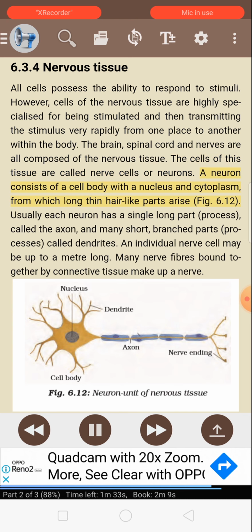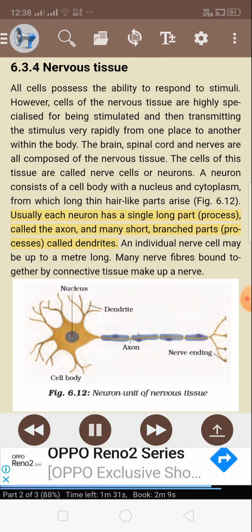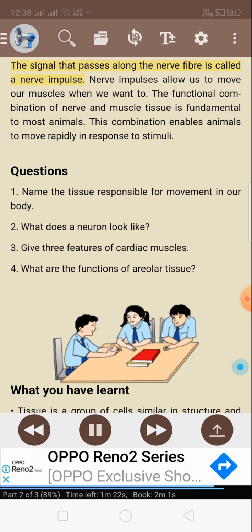A neuron consists of a cell body with a nucleus and cytoplasm from which long thin hair-like parts arise. Figure 6.12. Usually each neuron has a single long process called the axon and many short branched processes called dendrites. An individual nerve cell may be up to a meter long. Many nerve fibers bound together by connective tissue make up a nerve. The signal that passes along the nerve fiber is called a nerve impulse. Nerve impulses allow us to move our muscles when we want to. The functional combination of nerve and muscle tissue is fundamental to most animals. This combination enables animals to move rapidly in response to stimuli.